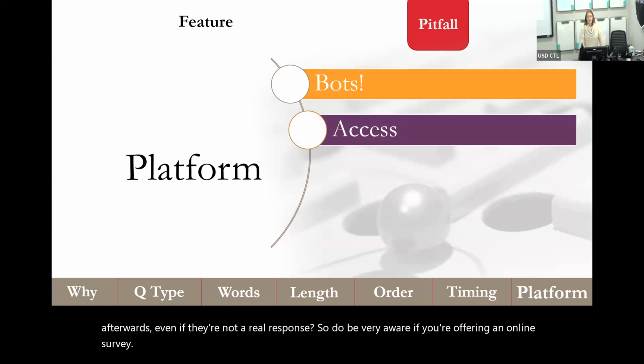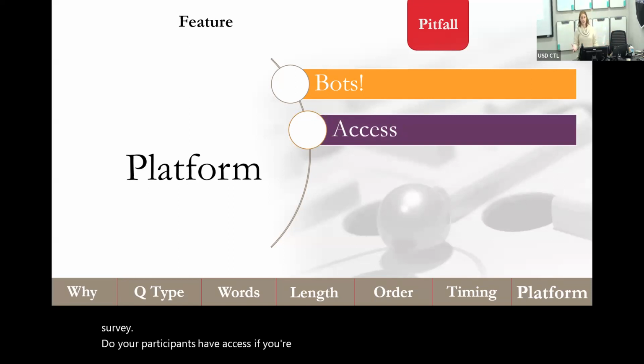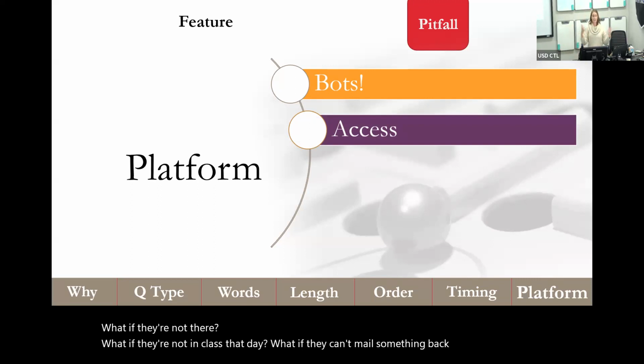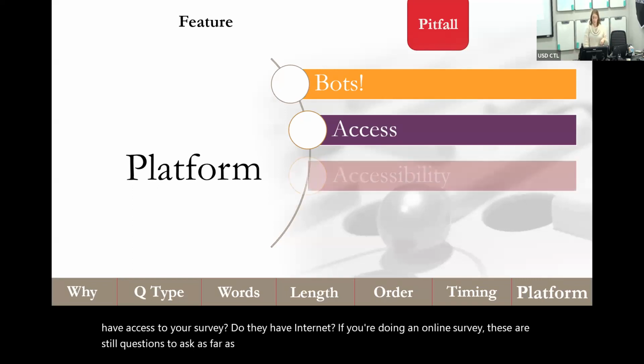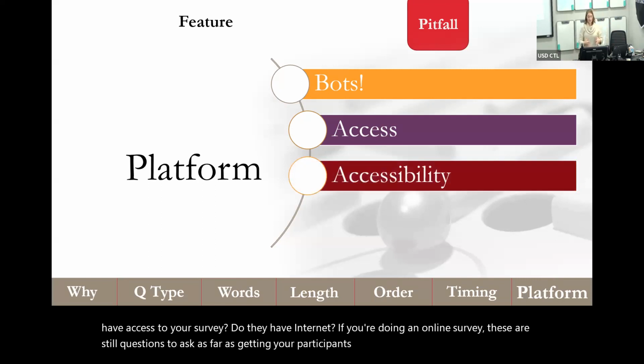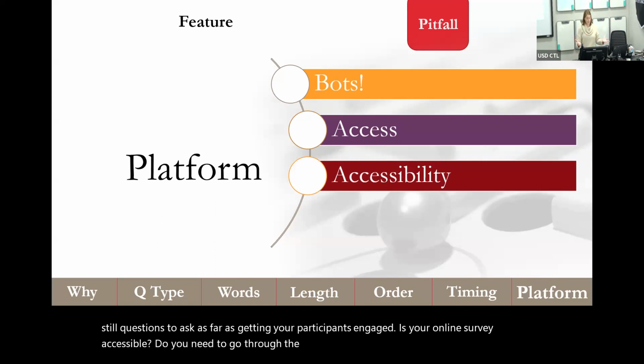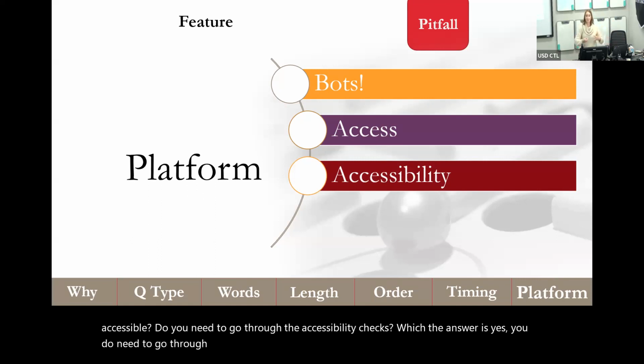Do your participants have access? If you're doing a paper pencil survey, what if they're not there? What if they're not in class that day? What if they can't mail something back readily? Do they have access to your survey? Do they have internet if you're doing an online survey? These are still questions to ask as far as getting your participants engaged. Is your online survey accessible? Do you need to go through the accessibility checks? The answer is yes, you do need to go through accessibility checks to make sure that your participants have equal access to your survey.